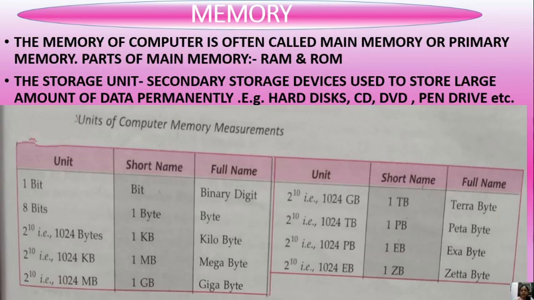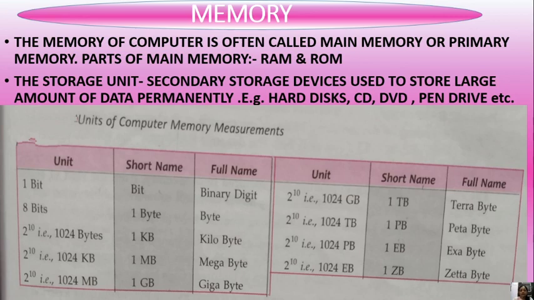One more point is here, memory. We all are aware about the term memory. The memory of computer is often called main memory or primary memory. Parts of main memory are RAM and ROM. We all are aware about this, random access memory and read-only memory. And the secondary storage, the storage unit, secondary storage devices used to store large amount of data permanently, for example hard disk, CD, DVD, pen drive, etc. So this is the concept of memory in general.